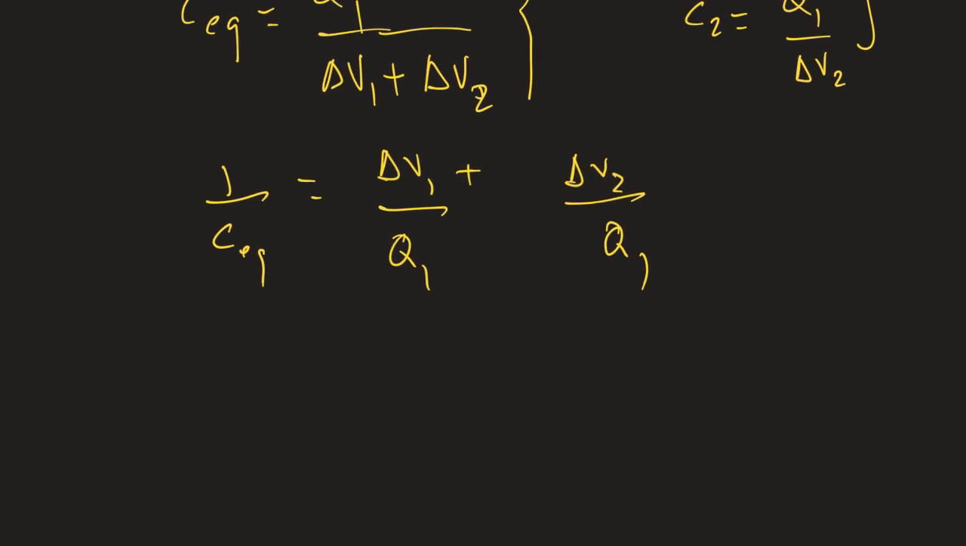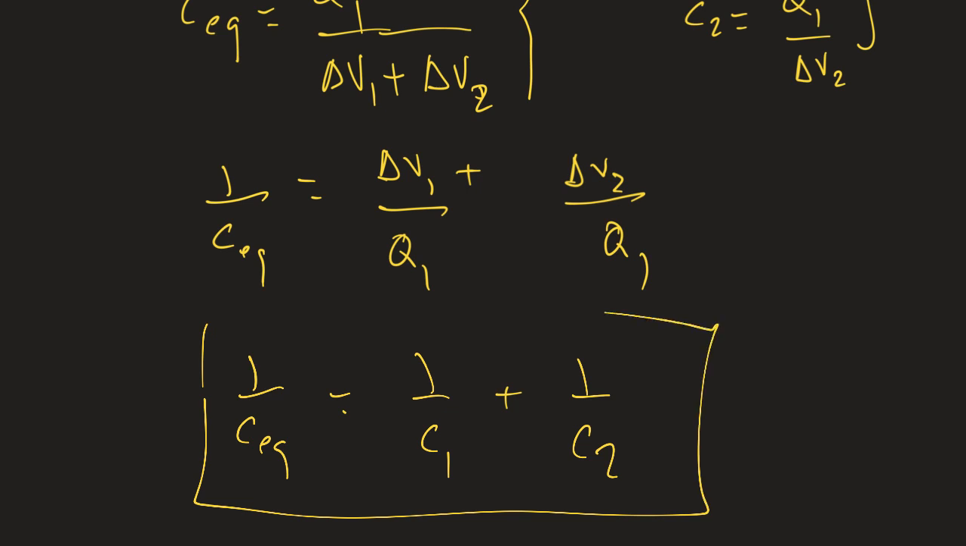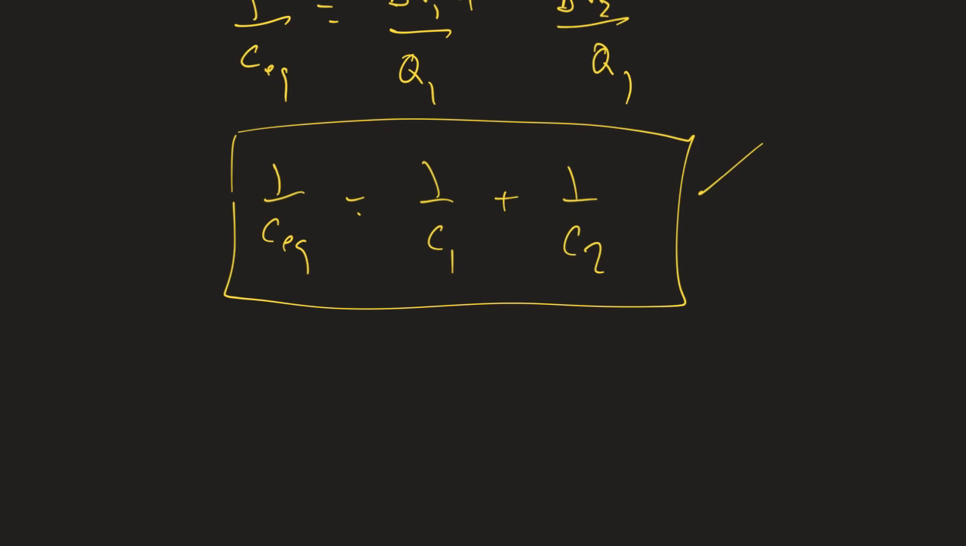Okay, so 1 over C equivalent will be 1 over C1 plus 1 divided by C2. So I have proved to you that the equivalent capacitance of an arrangement of two capacitors that are connected in series follows this rule. So if you have an example, one capacitor like this with 1 picofarad.